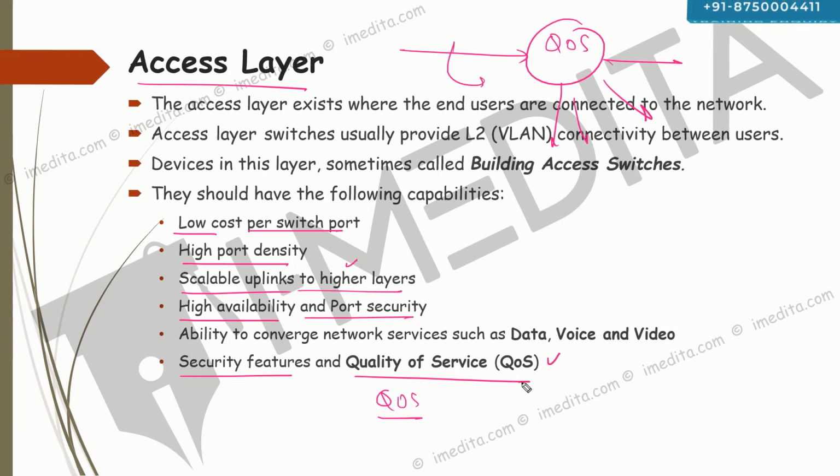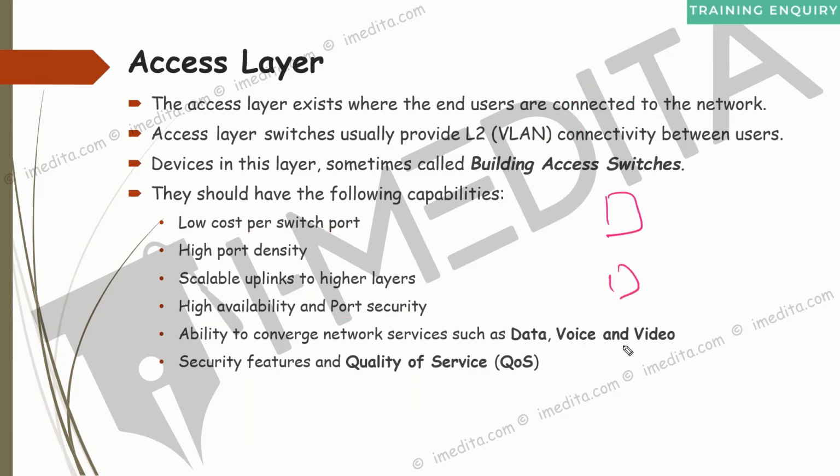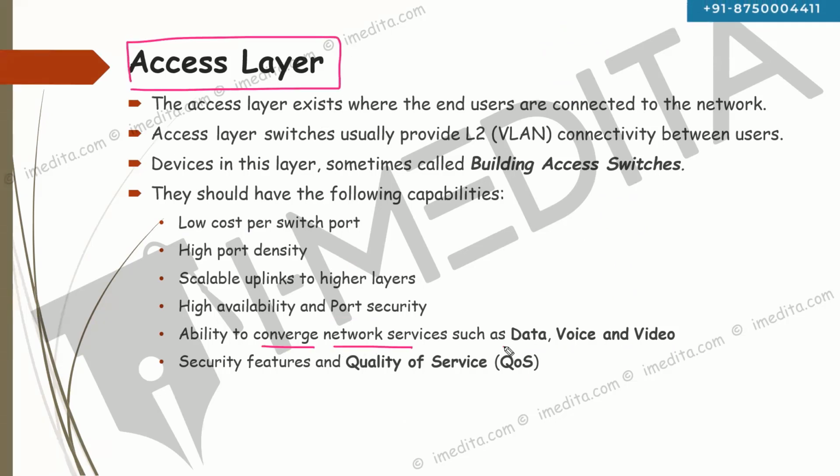We should not be required to add like 3 switches, one for data, one for voice, one for video. The switches that we are going to connect at the access layer should be able to converge the network services such as data, voice, and video. What is this converged network?